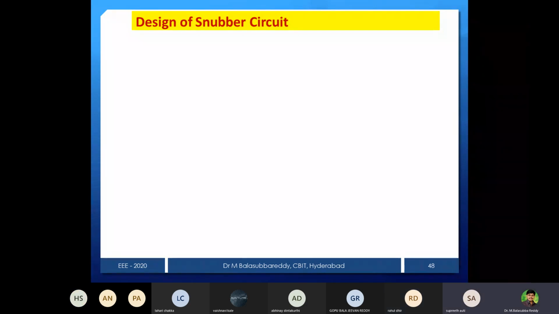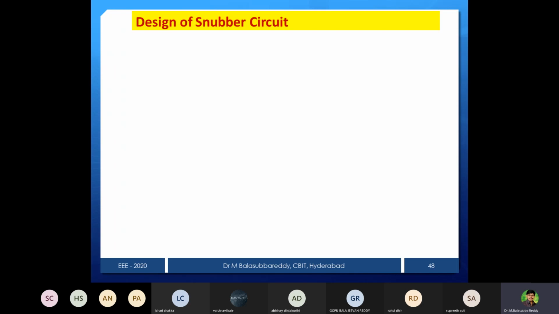Yeah. Thank you. So, design of snubber circuit. We'll see today's class. We start with previous class. There is a protection of SCRs and all. In that, one of that is a snubber circuit design. Why we required this snubber circuit? Normally, to prevent dV by dt triggering, we use a snubber circuit.